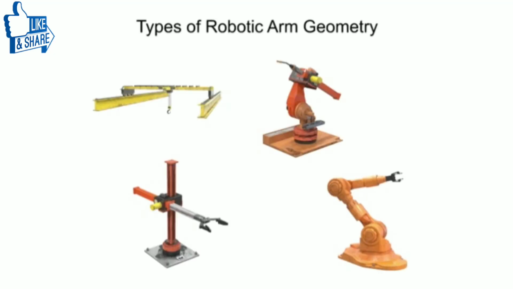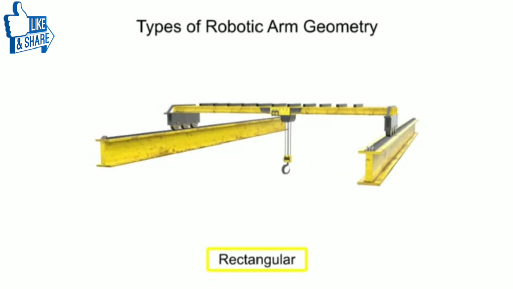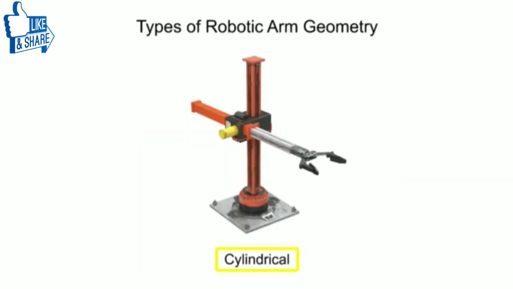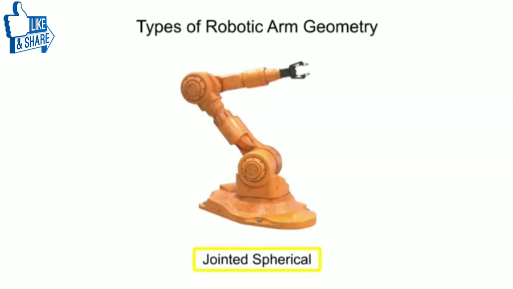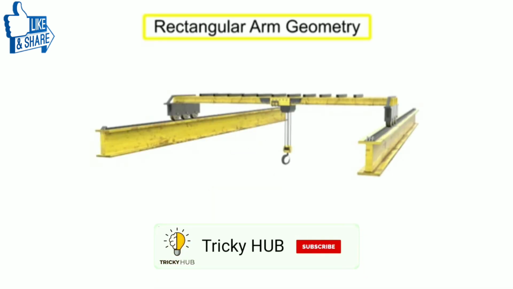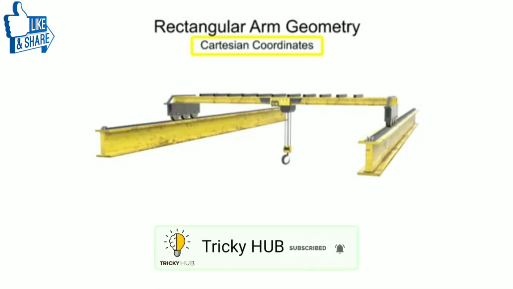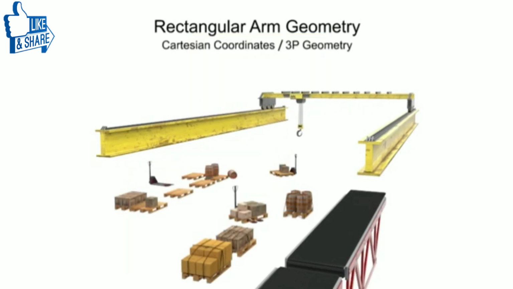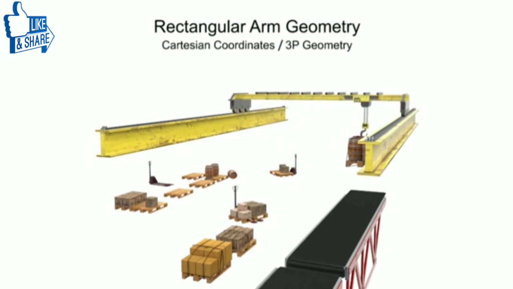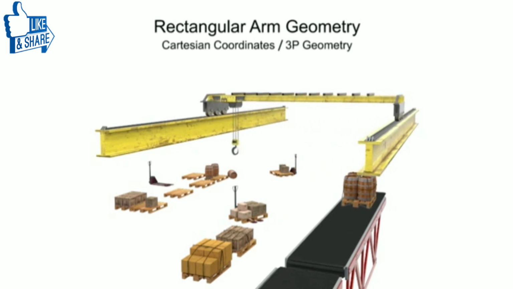There are four main types of robotic arm geometry: rectangular, cylindrical, spherical, and jointed spherical. Robots with rectangular arm geometry use Cartesian coordinates and move linearly along each of the X, Y, and Z axes. This type of movement is also called 3P geometry, where the P stands for prismatic or linear motion. This type of geometry is most commonly used with pick-and-place or large overhead-mounted robots.